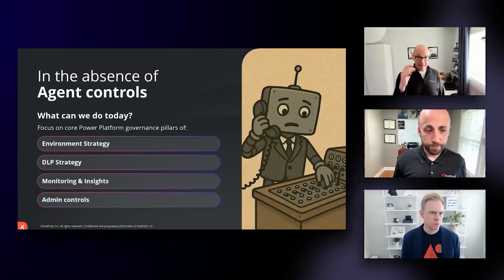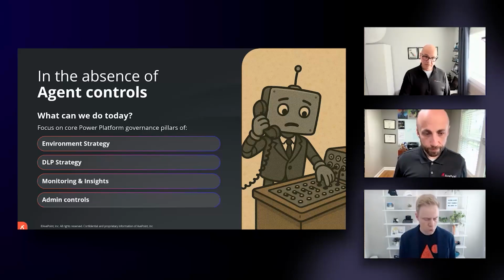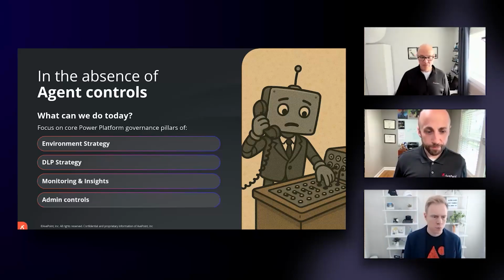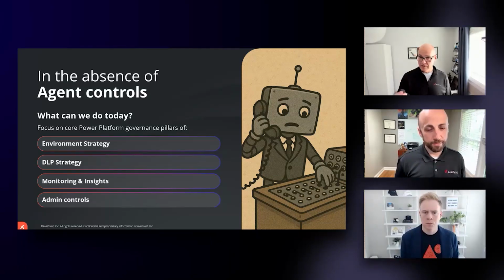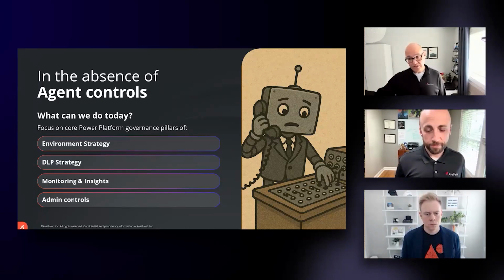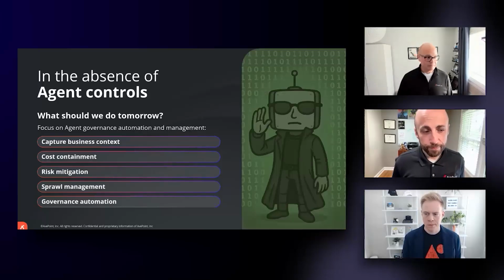So in the absence of Copilot Studio agent specific controls, what can we do today? What should we be doing today to lay the groundwork for good governance? Well, we will have to focus on a sound environment strategy that reflects the organization's structure and how they do their business. A data loss prevention strategy that will put in the guardrails around connectors and those connections to those different types of apps and services that we might use in Copilot and in Power Platform. Having good monitoring and insights to know when we need to take action, to understand what's across the landscape, and knowing which of those admin controls to turn.